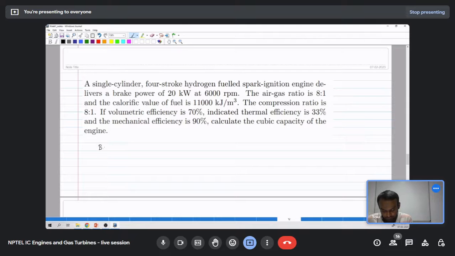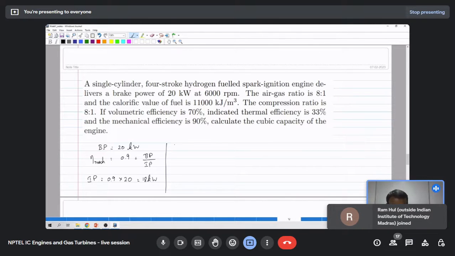Brake power is 20 kilowatt, and mechanical efficiency is given as 0.9. So we have this as brake power by indicated power. So indicated power is 0.9 into brake power, which is 20. So this is 18 kilowatt.